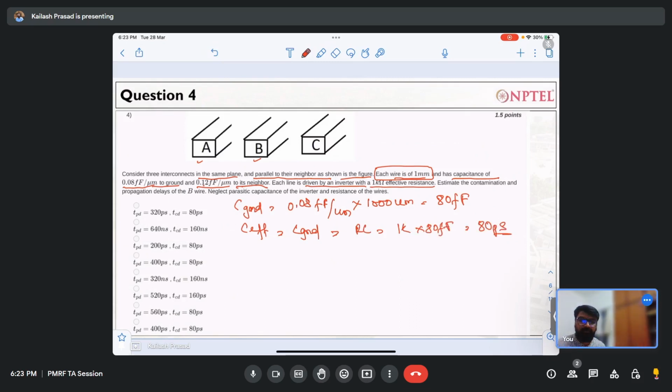Right, it's very simple. So that is the first part. This is the TCD, contamination delay, and I have 1, 2, 3, 4, sorry, 5 answers with 80 picosecond.